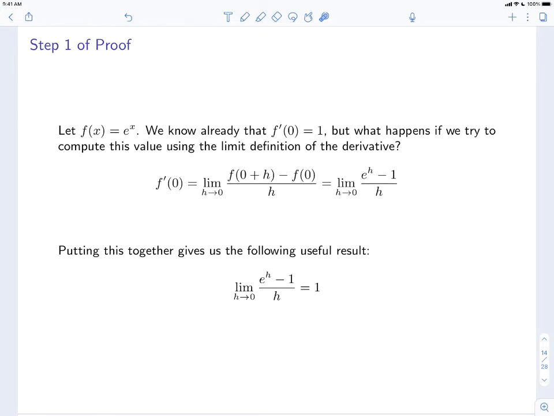But we know that f prime of 0 is equal to 1, so that tells us that this limit as h approaches 0 of e to the h minus 1 over h is equal to 1. It might not be clear why that's important, but it turns out that that is exactly the limit that we'll need to compute. Let's move on to step 2.